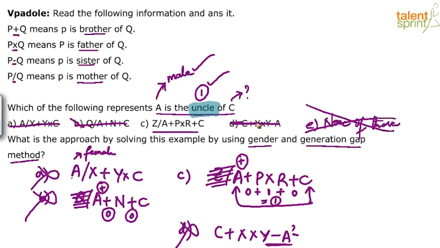Now simply because A, B and D have got eliminated, the only possibility is C. So we can now say that option C is the answer.